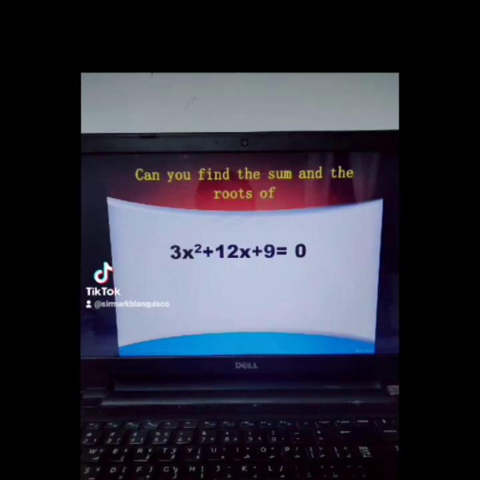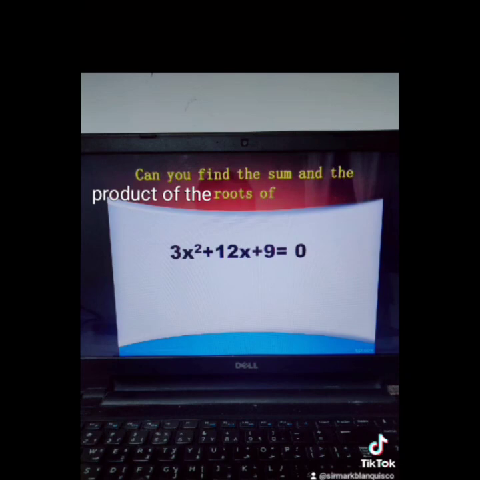And that ends our video tutorial for this session. Did you understand our lesson? If your answer is yes, can you find the sum and the product of the roots of 3x squared plus 12x plus 9 is equal to 0?